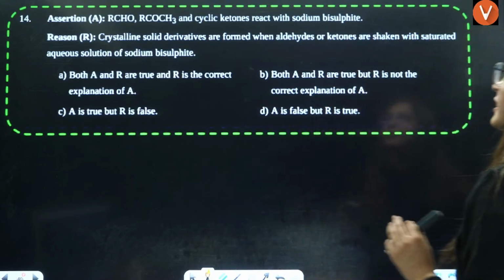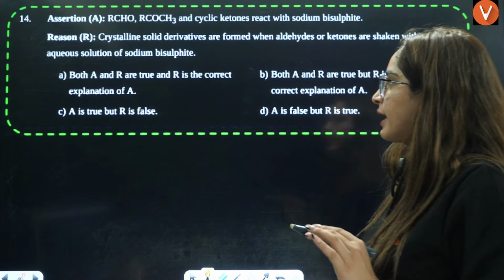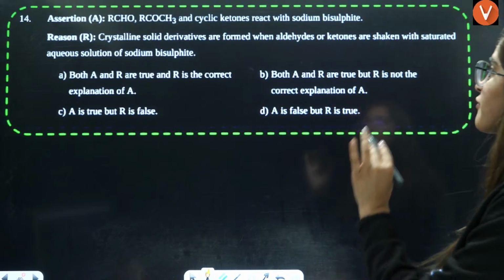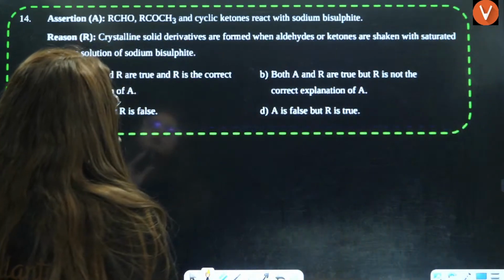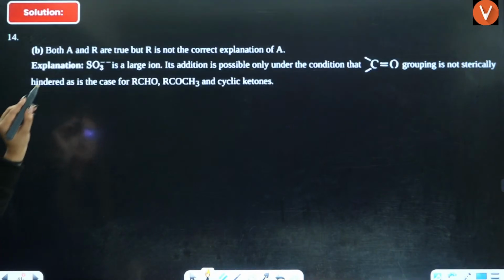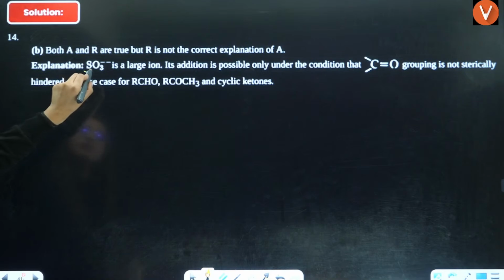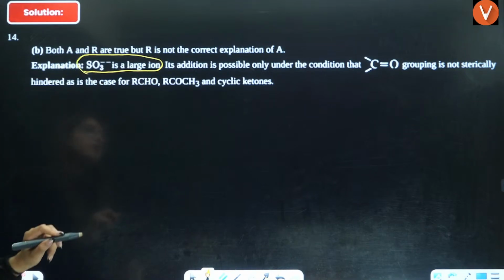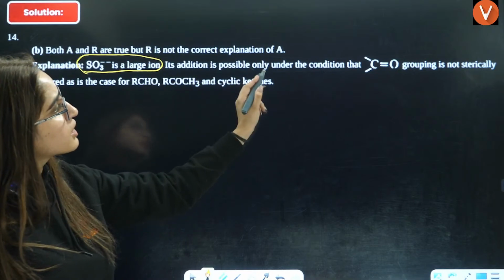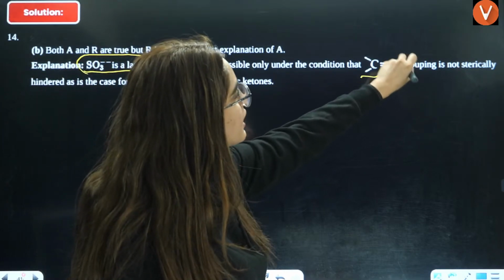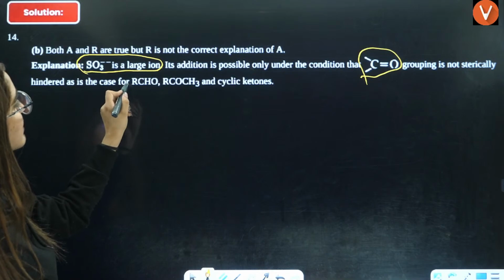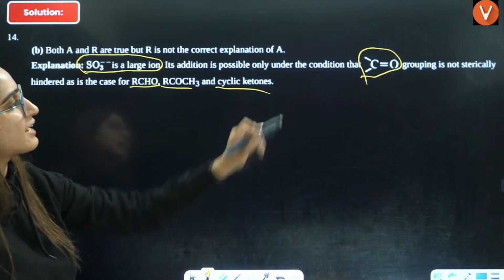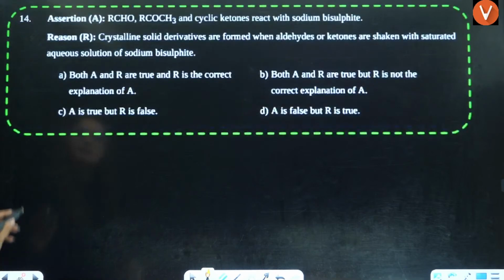RCHO. You have three things: RCOCH3 and cyclic ketones react with sodium bisulfite. Crystalline solid derivatives are formed when aldehydes or ketones are shaken with a saturated aqueous solution of sodium bisulfite. Addition is possible only under the condition of C double bond O, which is definitely there in RCHO, RCOCH3 and cyclic ketones. So answer E is the correct answer.